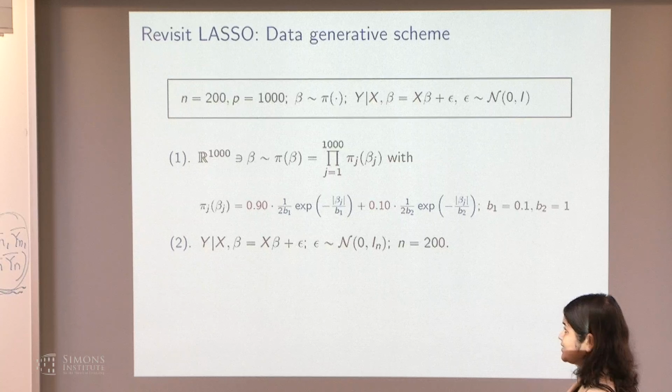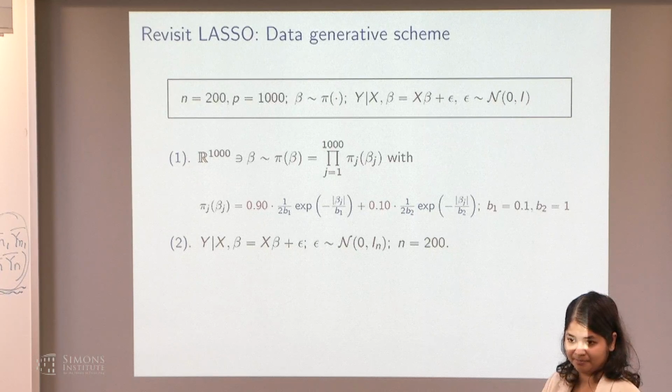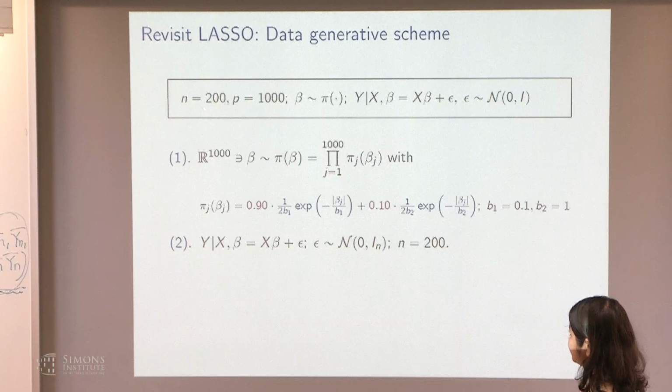It's as simple as that. Say you have a prior and you tell me, I have prior information on the parameters you discovered. How can I incorporate that prior information in my model? So let's look at a concrete example. So n is 200, p is 1000. I have a Bayesian data generative process.